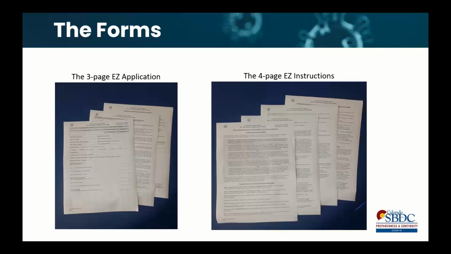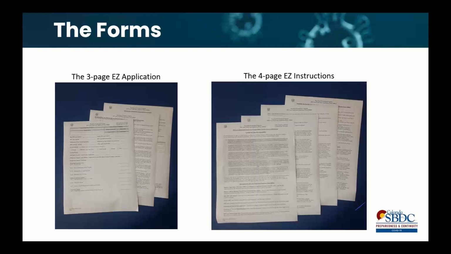The easy form is exactly that. It's pretty easy. There are two parts of the application: the 3-page form itself and the 4 pages of instructions. There is always a possibility that this form may change, so make sure you have the most current one. We are using the most current form available on today's date, which is August 6.